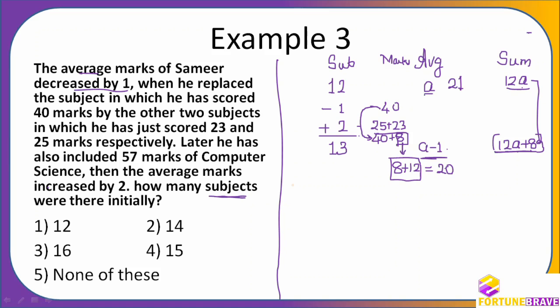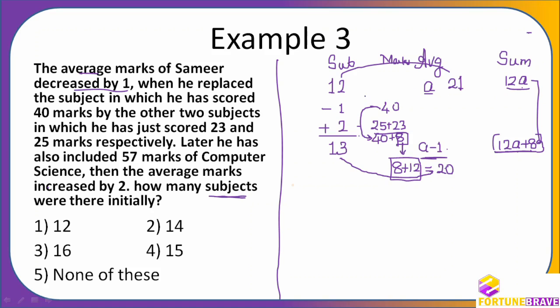Now what we have seen, 13 into a minus 1 should be 12a plus 8. What does that mean? The multiplication of this minus this, 13 into 20 minus 12 into 21, should be equal to 8, because that is the difference here. Are you getting my point? 12 into 21 is 12 into a, and 13 into 20 should be equal to 12a plus 8. That is what we want. So let us see whether it is the case.